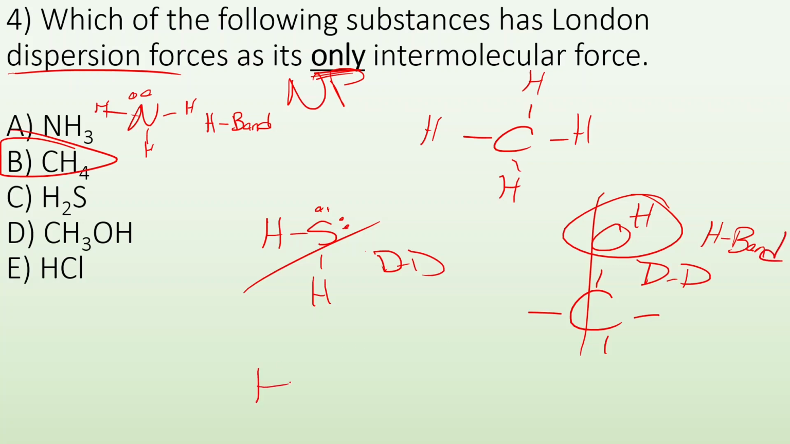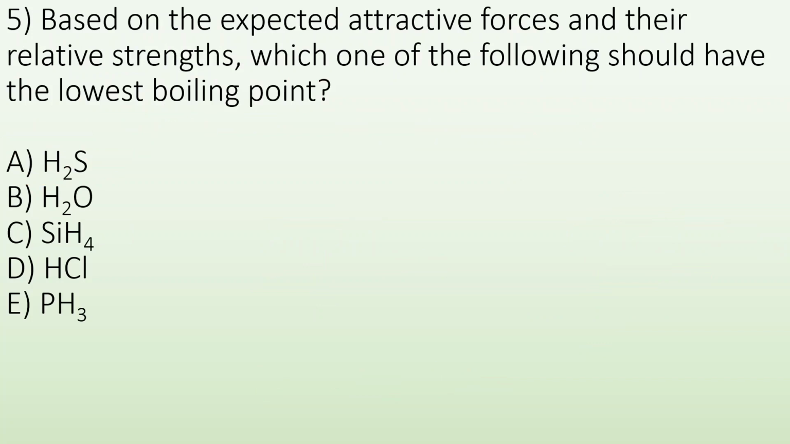HCl, well, it's going to be a linear polar molecule. So it's going to have dipole-dipole attraction. So the correct answer for 4 will be choice B. Number 5, based on the expected attractive forces and their relative strengths, which one of the following should have the lowest boiling point? So if we're talking about lowest boiling point, we want the weakest intermolecular attractive forces.